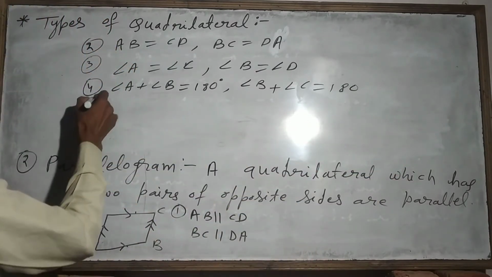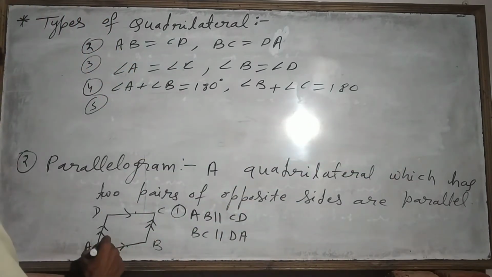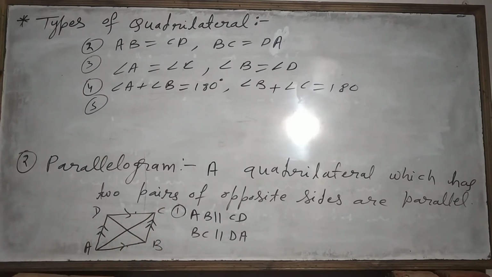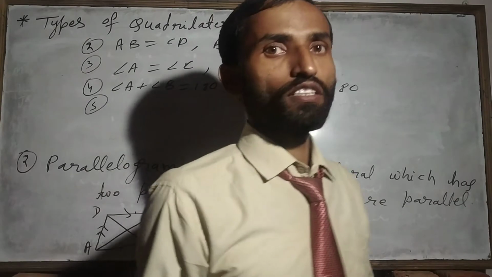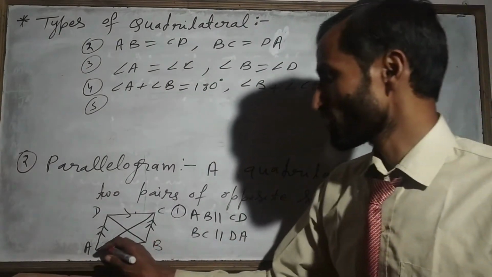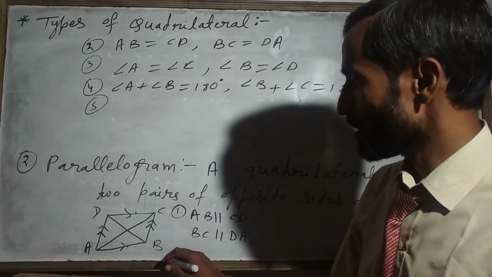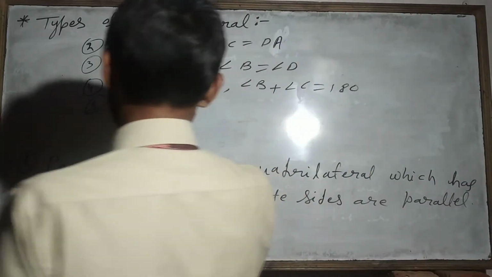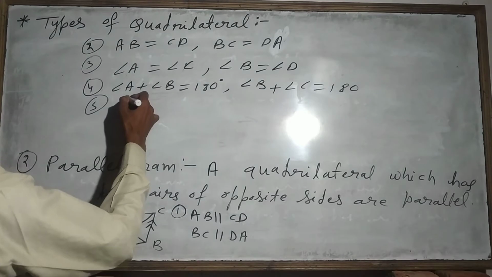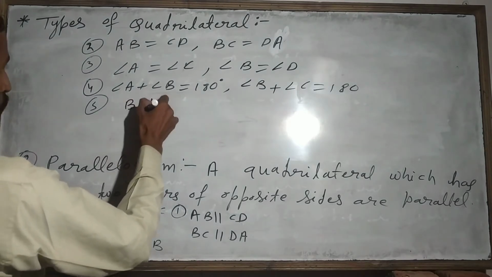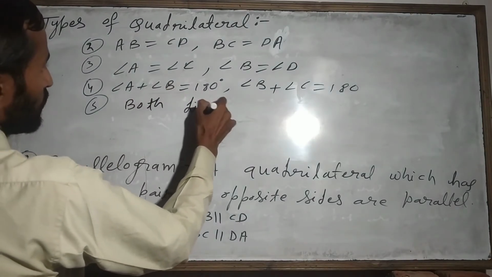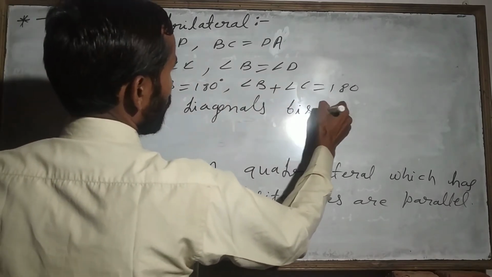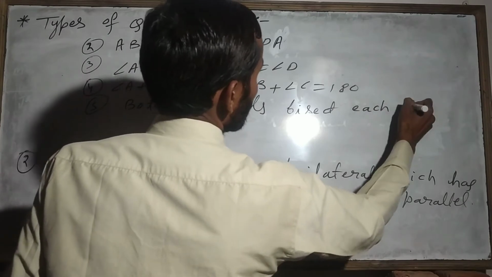Now the fifth one, the diagonal. This one is called a diagonal. In a parallelogram, the diagonals bisect each other. Diagonal AC bisects BD at O. This is point O, which I have written here. So we can write here: both diagonals bisect each other.